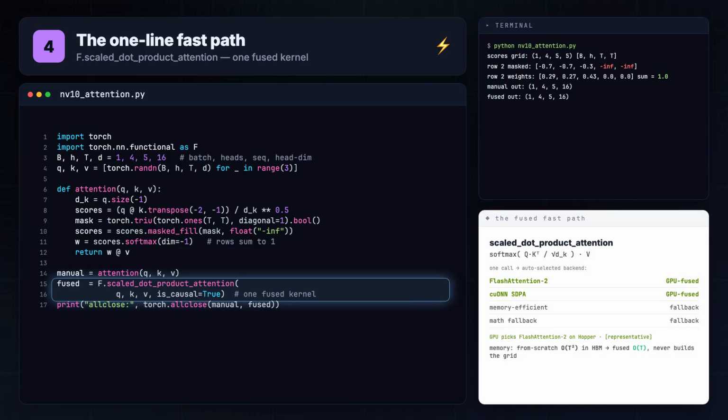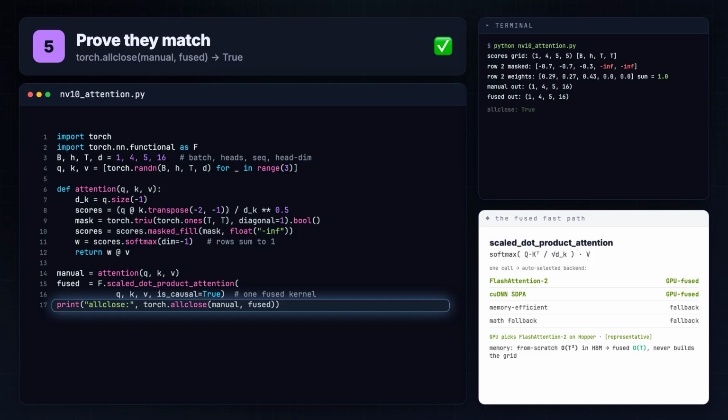Now the fast path: F.scaled_dot_product_attention of Q, K, V, is_causal equals True. One line. It auto-selects the best backend for your hardware. On a modern NVIDIA GPU, the Flash Attention kernel. And the proof: torch.allclose of the manual output and the fused output: True. Same math, same answer, but the fused one never built the big grid. That's the exact operation TensorRT-LLM compiles and serves on every token for every user.